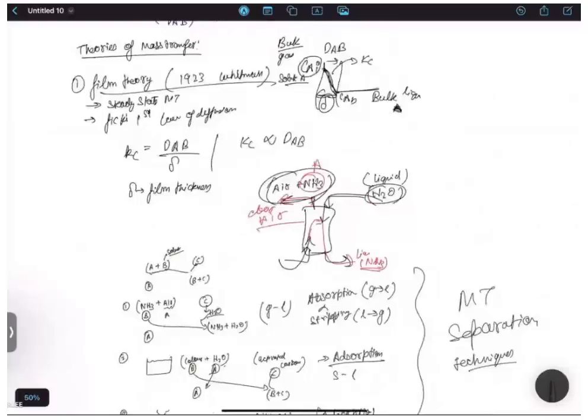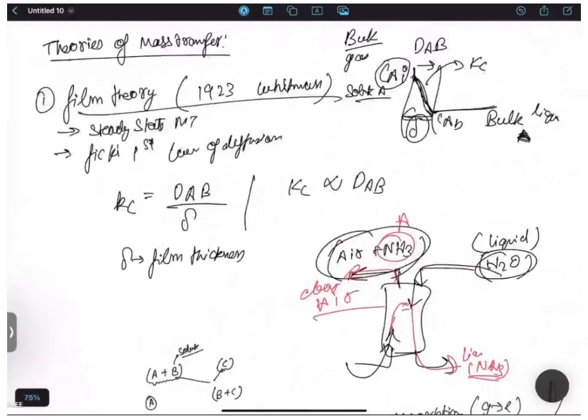After this, film theory, what things do you have to remember? You have to remember that it is based on steady state mass transfer. It is taken from Fick's first law of diffusion. It is important for this. And Kc, that is the mass transfer coefficient, is equal to dAb by delta. And from this equation only, you can directly say that our Kc will be directly proportional to dAb.